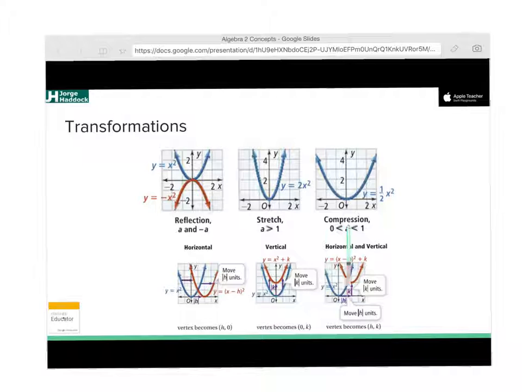If the absolute value of a is between 0 and 1, that means the graph is going to be wider. So it's called a compression.